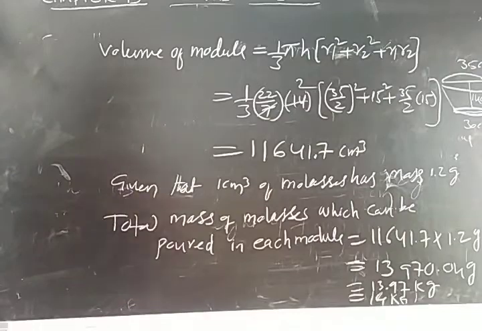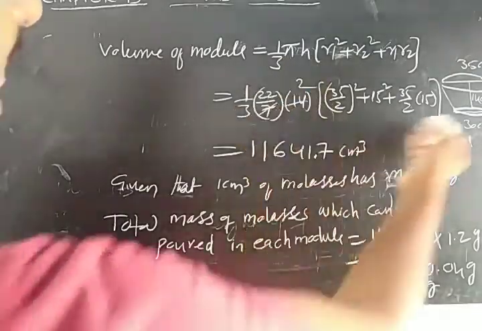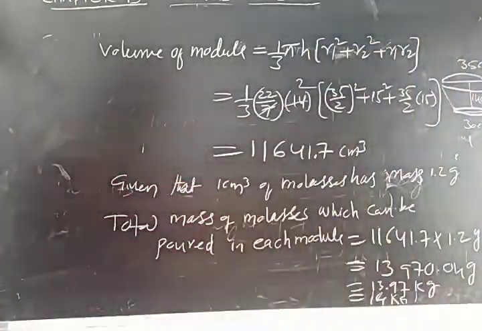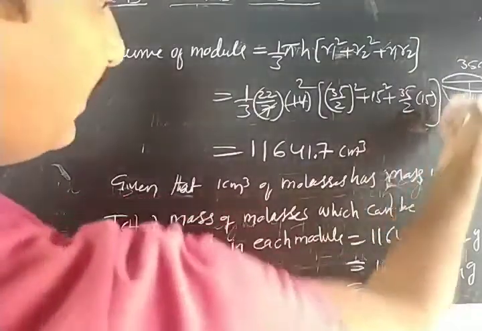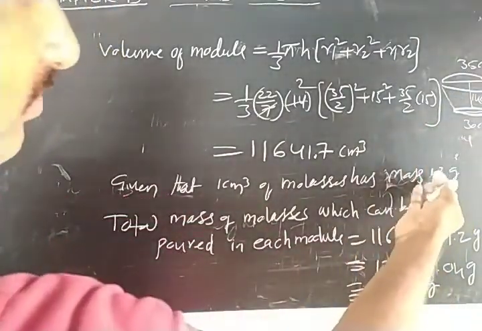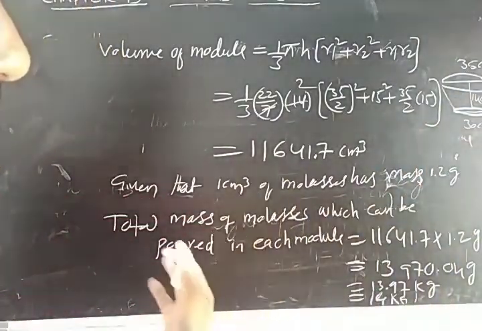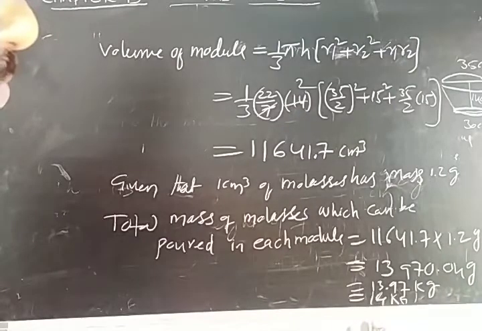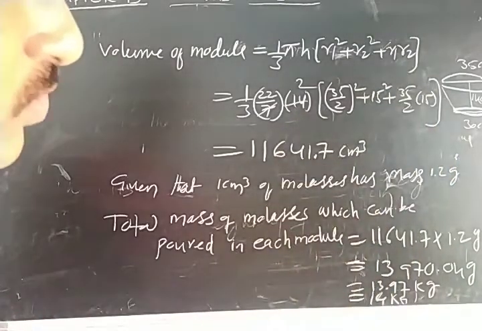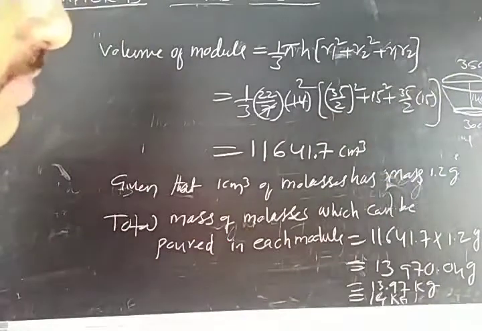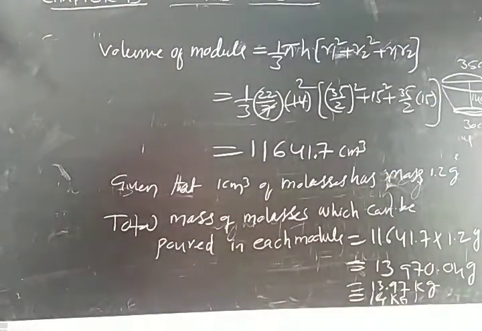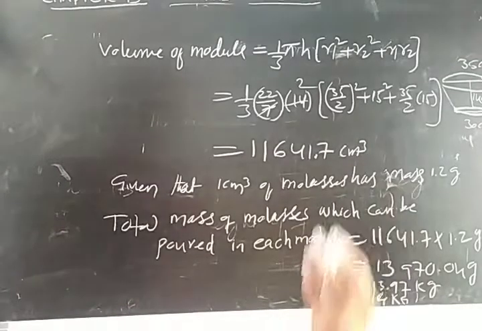So how did I get it? By finding the volume of the frustum cone and multiplying it by 1.2 grams. So I got the total molasses quantity which can be poured into each mold as 14 kg. Okay, so this is the process to find the frustum cone volume.